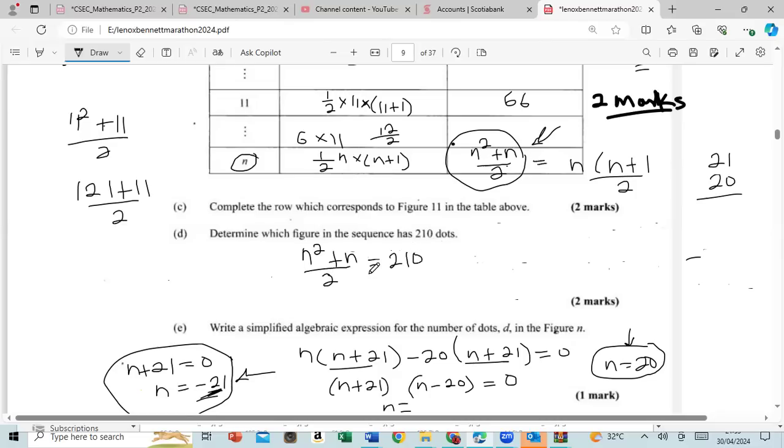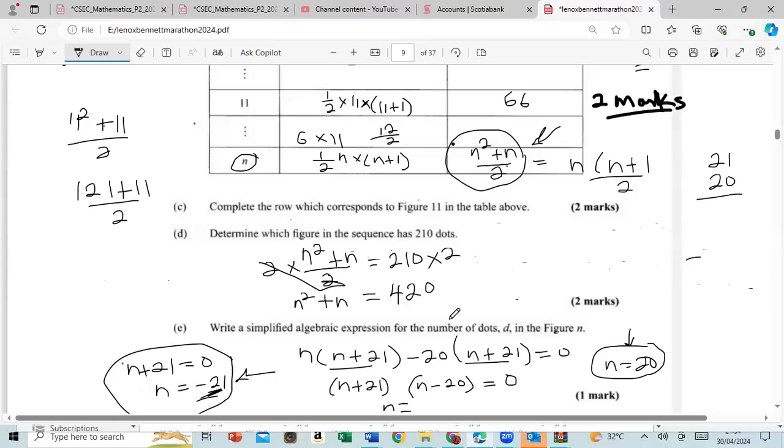The first thing I want to do is get rid of the fraction, the denominator. So I do the inverse and multiply by 2. What you do to one side, you have to do to the other side. So I cancel off my 2, and when I multiply, I end up with 420, but I still have the n squared and the n. So I subtract 420 from both sides.